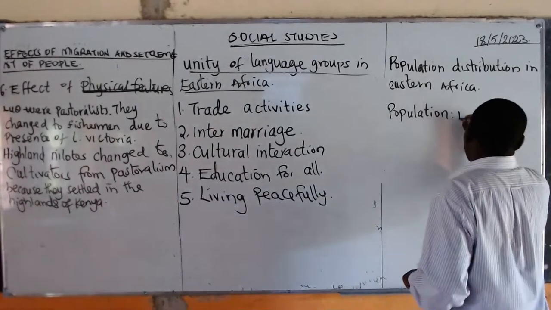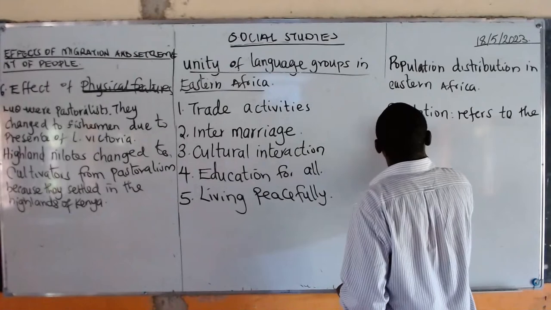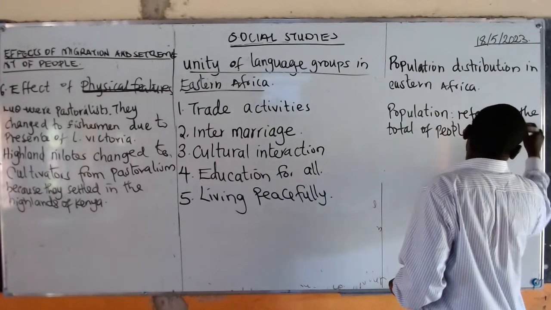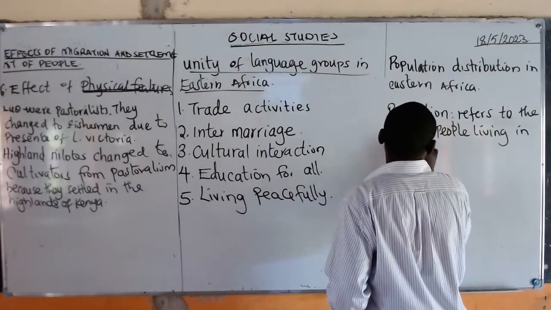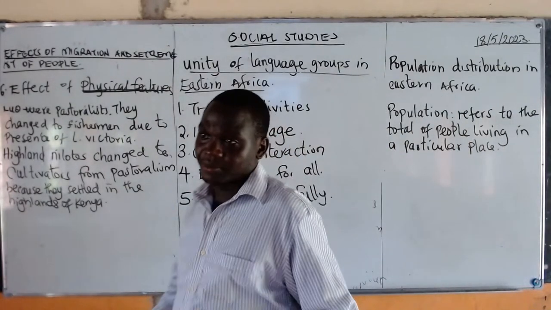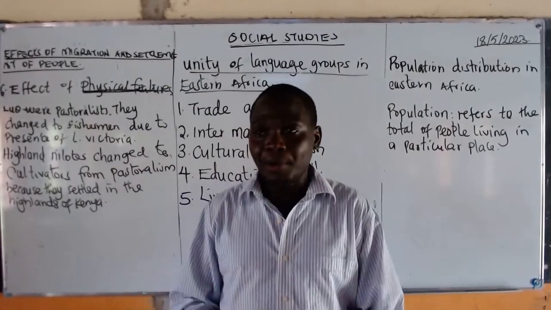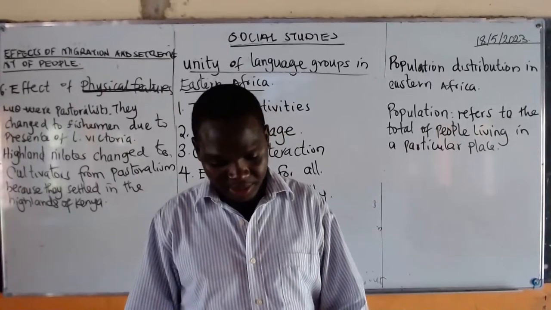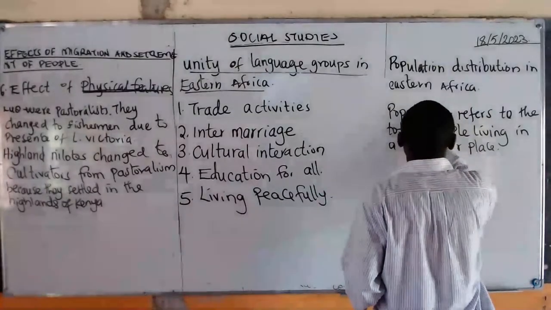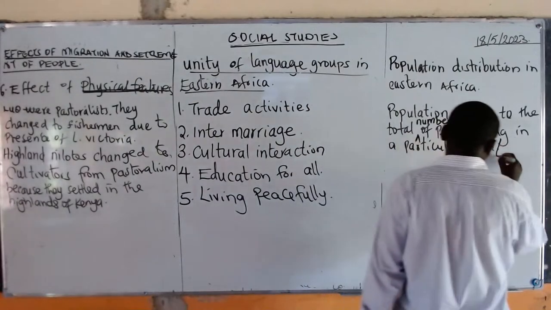Population refers to the total number of people living in an area or in a particular place. That is what we call population. The total number of people living in an area is population. Total number of people living in a particular place.